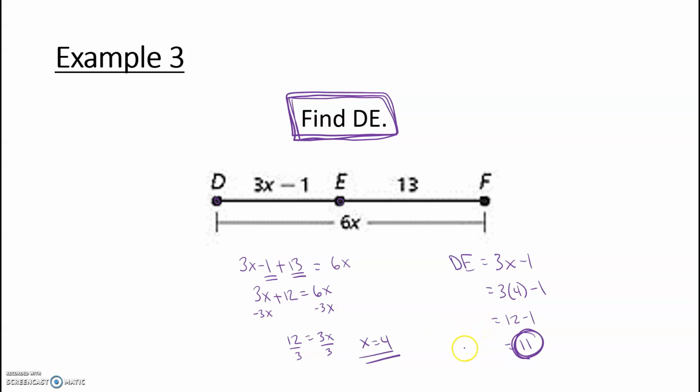You can also go back if you're ever feeling unsure, right? I don't know if the 4 was right to begin with. Plug everything in and check it out. Make sure that the pieces add up to the whole.